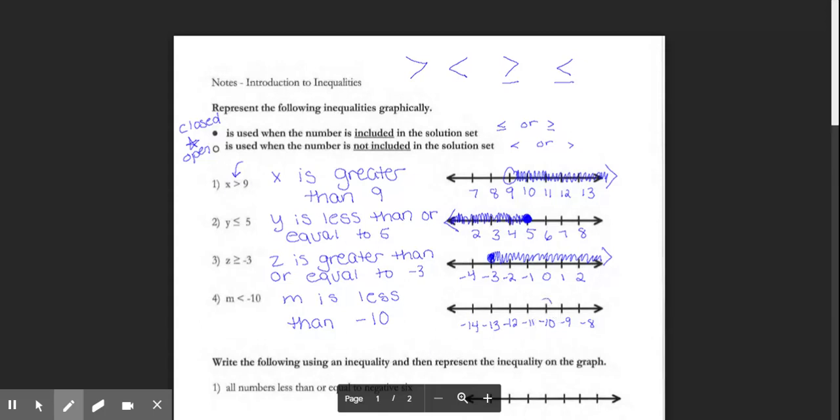So -10 is not included in the solution, so I use an open circle. But all the numbers smaller are going to go to the left, so I shade everything to the left-hand side, all the way through with an arrow on the end. So that is how we read and graph basic inequalities. I'm going to clear my screen and move on to the next section.